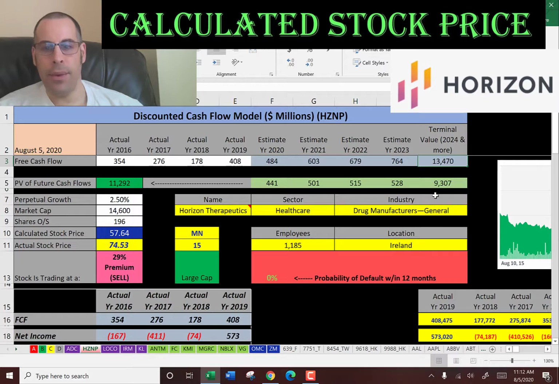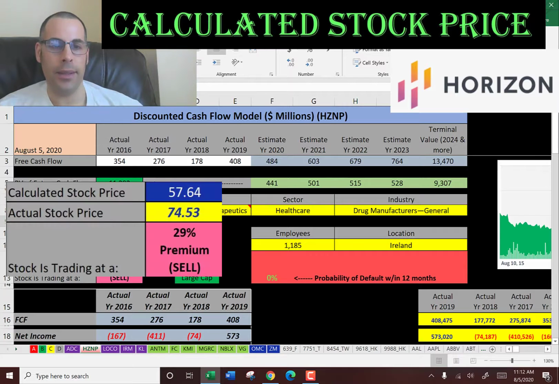Now we have to discount those numbers back to today's dollars. And we discount them using the weighted average cost of capital. And that's in green right here, the discounted numbers. And if we sum them up, we get a value of the company of $11 billion. If we divide that number by the number of shares outstanding, 196 million, we get an intrinsic stock price of $58. It's trading at 75, so it's trading at a 29% premium. So it is a sell according to the model.